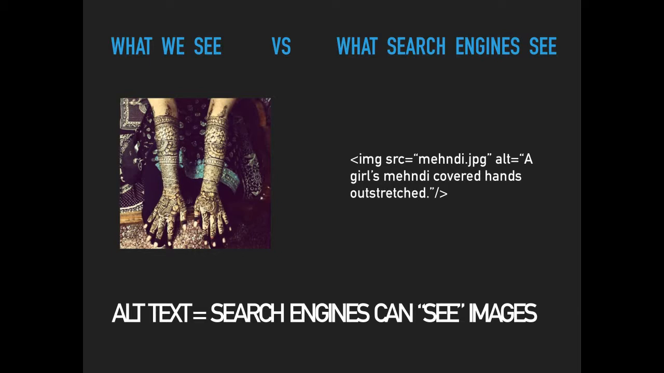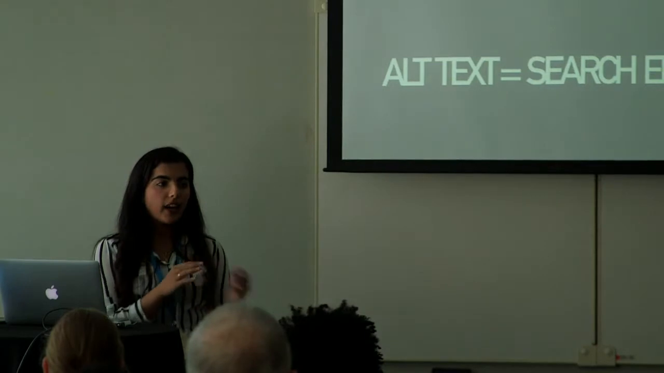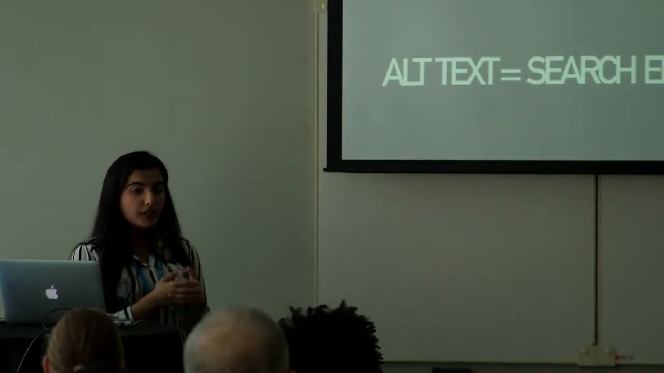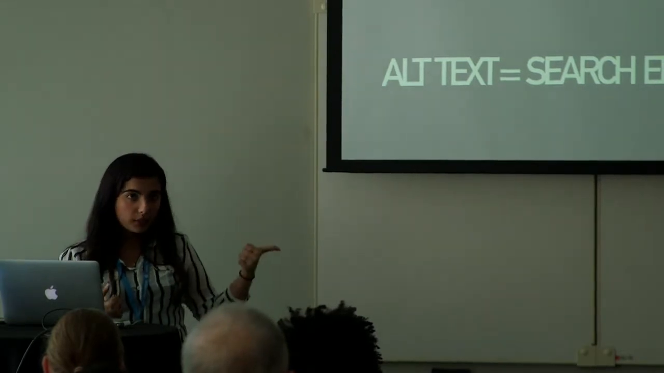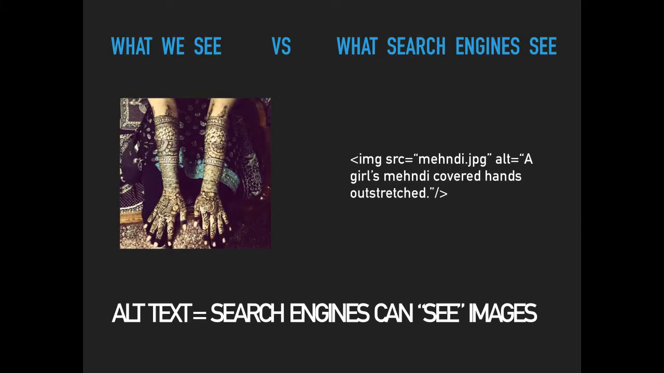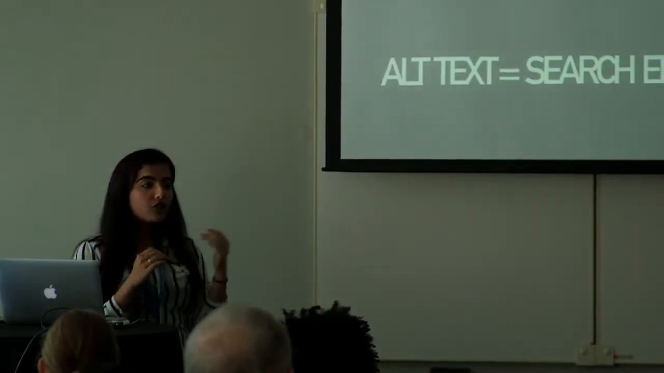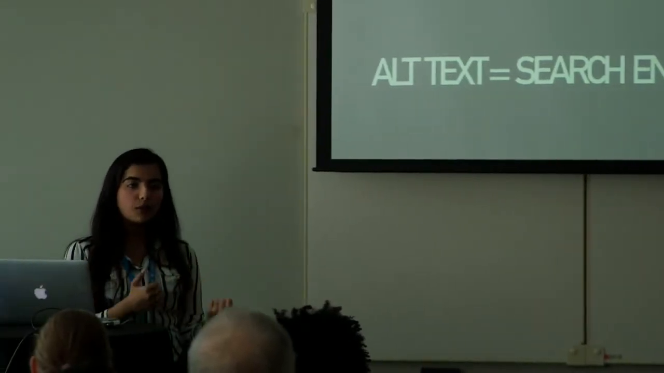All right, so that example from earlier that I talked about, this is what you see on the left, right? It's my hands with Mindy on them. And you can either say, all right, well, this is image underscore 5789, right? Or you could say that this is the image source, which is Mindy.jpg, and then you have an alt tag, a girl's Mindy covered hands outstretched. That is a lot more helpful than image underscore 56789, right? And this is also helpful not just for screen readers, but it's also helpful for search engines.